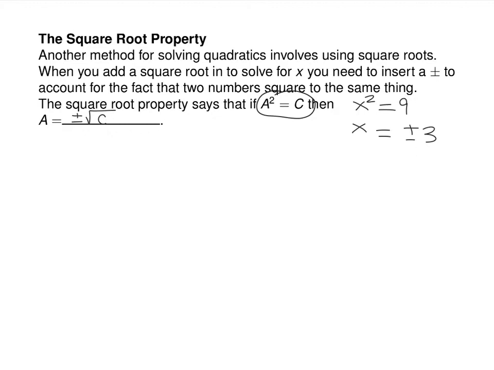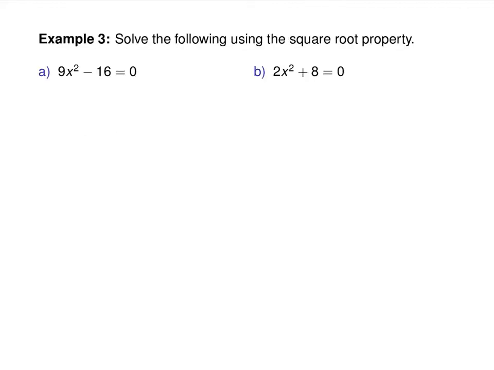Okay. And technically, let's do example A two ways, because you can solve example A using the zero product property. You can factor and use the zero product property, and you can also do square roots. So let's factor first. How does 9x squared minus 16 factor? 3x plus 4, 3x minus 4. Great, 3x plus 4, 3x minus 4.